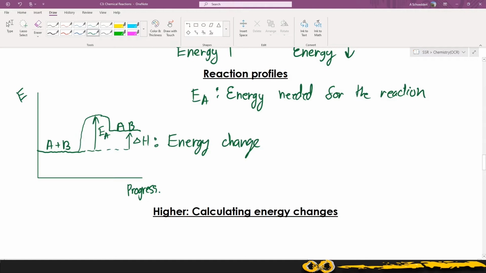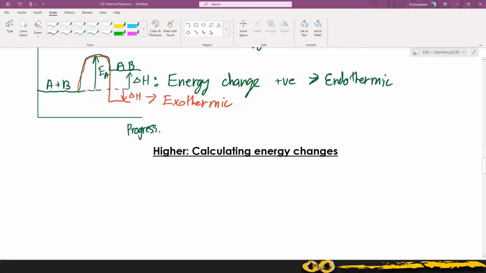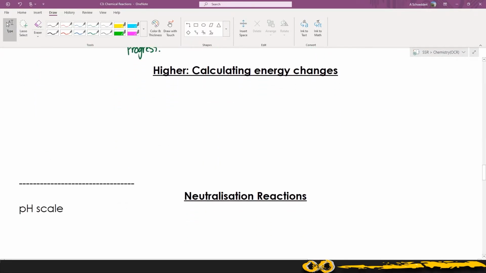In this case, we can see that the energy change is positive, and therefore the reaction is endothermic, because the energy of the system of the reaction has gone up. In an exothermic reaction, you would see that the energy change would be negative, and that would be indicative of the exothermic nature of that reaction. If you are taking the higher syllabus, you will need to be able to calculate these energy changes using the bonds that are present. Let's look at an example of this.